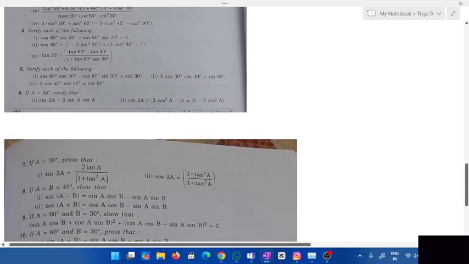Fifth main. Now look at fifth main. Verify each of the following.